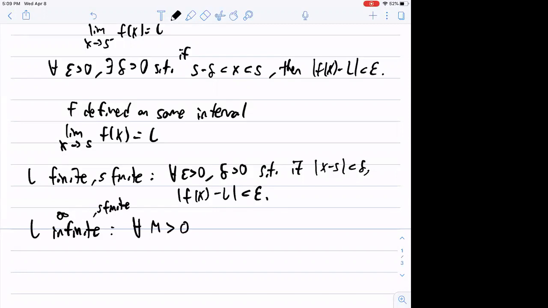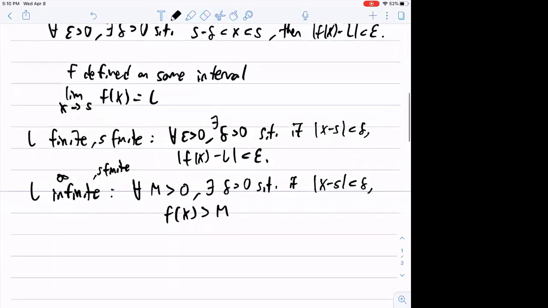So here, for s finite: for all M bigger than 0, there exists delta greater than 0 such that if |x minus s| is less than delta, f of x is bigger than M. Hopefully this makes sense, right? No matter what M I choose, if I choose a small enough delta, the value of my function will always be bigger than that M.